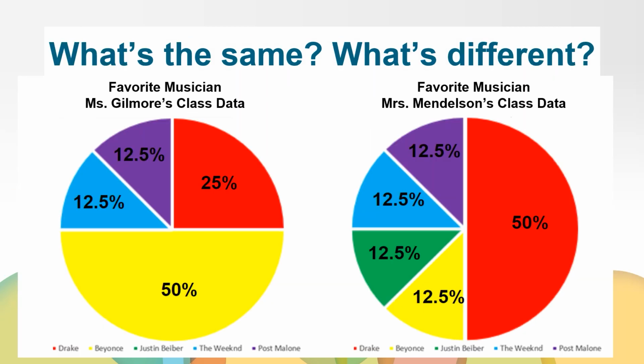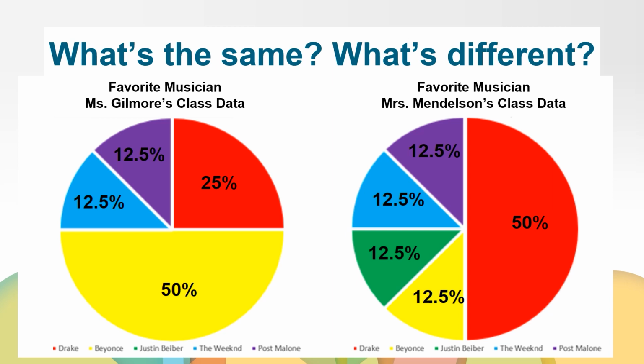Let's take a moment to compare each class's data. Take some time to think about how these circle graphs are alike and different. Jot down any similarities or differences that you might notice. One way that you might have noticed that they're alike is that they both represent 100%. If we add up all the percentages in each graph, we'll get 100%.